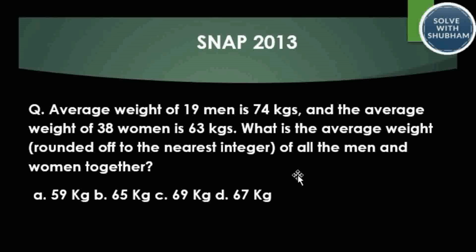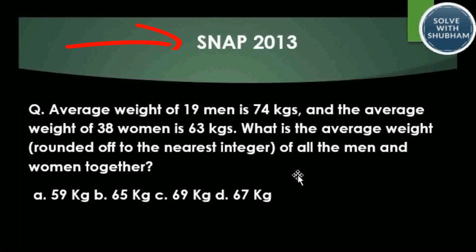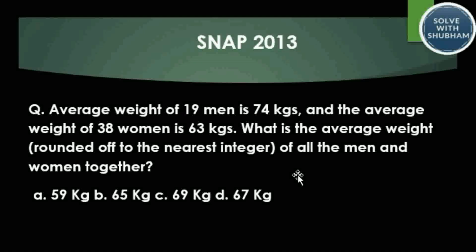Now the next question was asked in SNAP 2013. The average weight of 19 men is 74 kgs and the average weight of 38 women is 63 kgs. What is the average weight, rounded off to the nearest integer, of all the men and women together? You have been given 4 options.